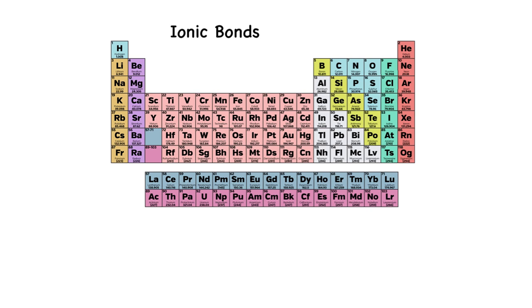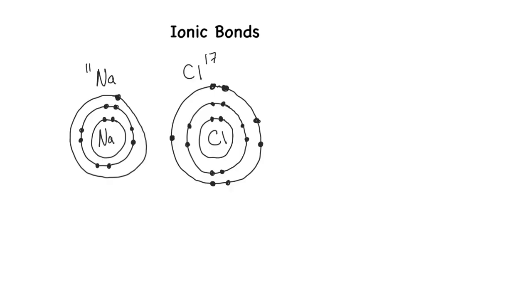What you'll also notice is that sodium is all the way over here on the left-hand side, and chlorine is way over here on the right. And as I mentioned before, as we travel towards the right, electronegativity increases. So we can tell by looking at the periodic table already, before we even look at the electron configuration, that chlorine is much more electronegative than sodium because it sits all the way over here on the right. So I've drawn out what these two atoms are going to look like.